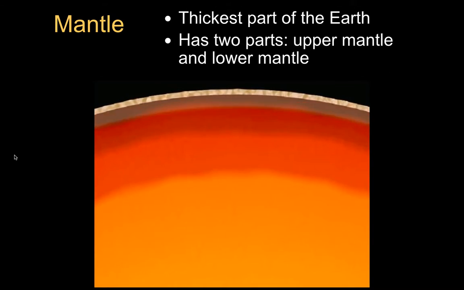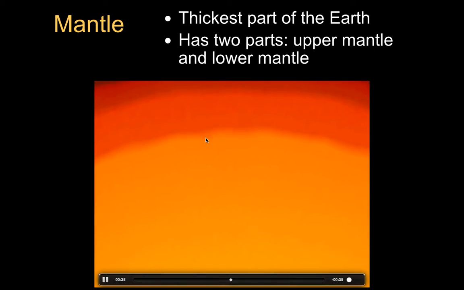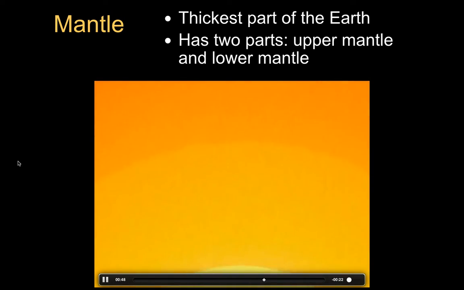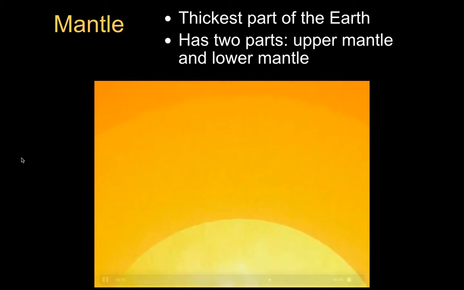And it's made of two parts. One part is called the upper mantle, and the other part is called the lower mantle. The upper mantle is closer to the surface. That's the orangish parts here in the animation. The lower mantle is the parts near the core, so that's more of your orangish, yellow parts right here. So the mantle is the thickest part of the Earth. It has two parts, which are called the upper and lower mantle.